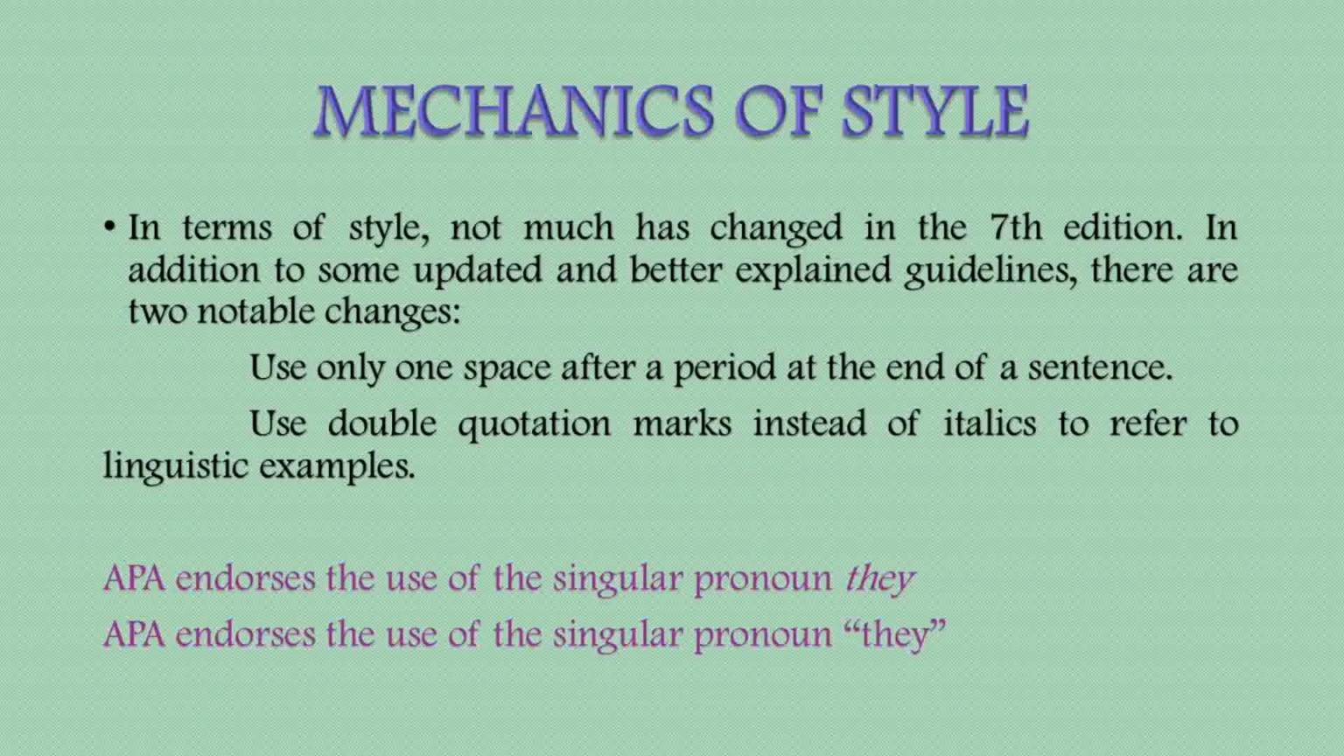In terms of style, not much has changed in the 7th edition. In addition to some updated and better explained guidelines, there are two notable changes. Use only one space after a period at the end of a sentence. Use double quotation marks instead of italics to refer to linguistic examples.